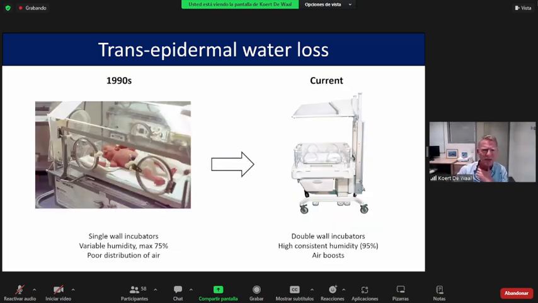The main reason, I guess, why we have less transepidermal loss is because in the 90s we had very different cribs with variable humidity, and now we have these modern monsters, double wall or triple wall incubators with a very high, consistent humidity.